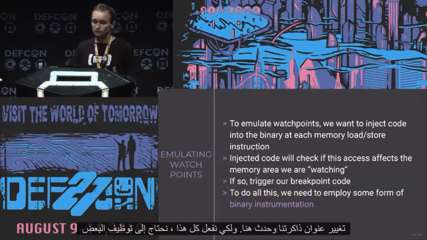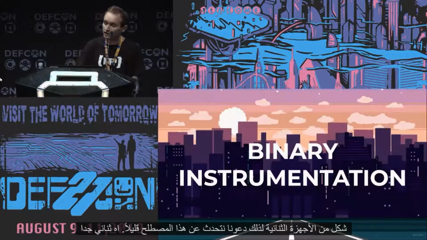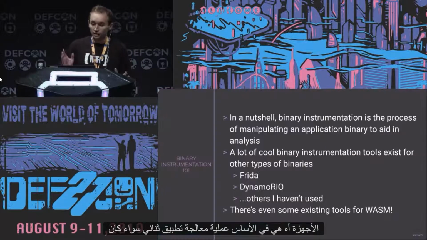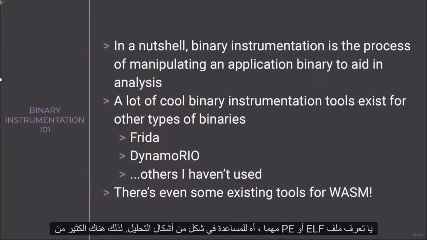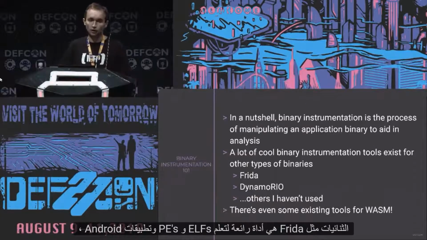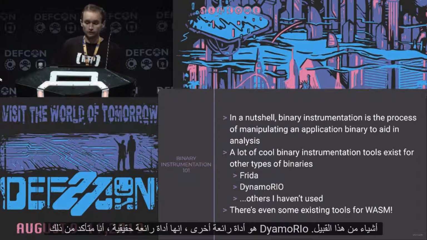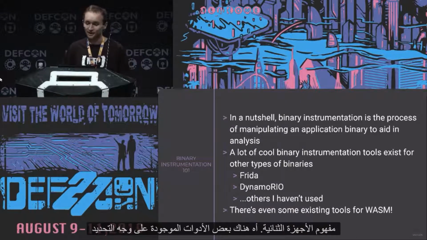So to do all this, we need to employ some form of binary instrumentation. So let's talk about that term a little bit. Binary instrumentation basically is the process of manipulating an application binary, whether that's an ELF, a PE file, whatever, to aid in some form of analysis. There are a lot of really cool binary instrumentation tools that already exist for other types of binaries. Frida is an awesome tool for ELFs, PEs, Android applications, stuff like that. DynamoRIO is another really cool tool. I'm sure there are others I haven't used, but this is not a new concept. I'm not coming up with the concept of binary instrumentation.